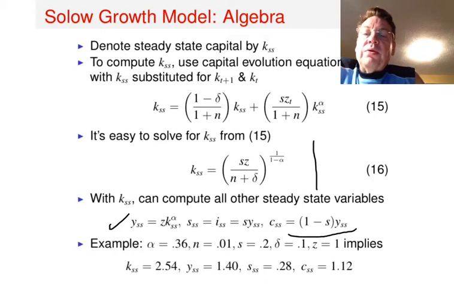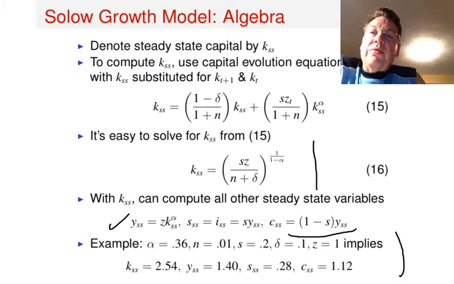I will turn soon, in the next video, to a numerical example where we create a spreadsheet to show you the dynamics. But if you were to plug in parameter values for alpha, n, the savings rate s, the depreciation rate delta, and for TFP, out would pop these numbers.